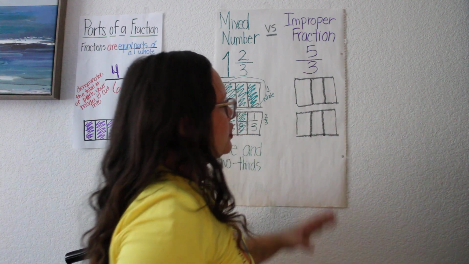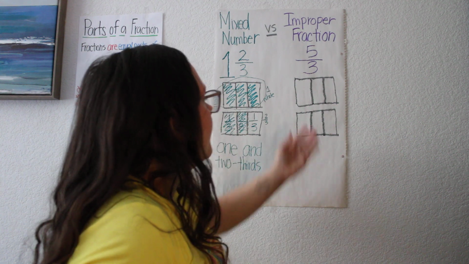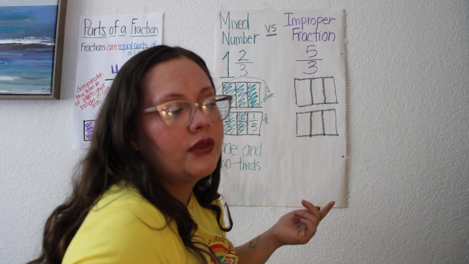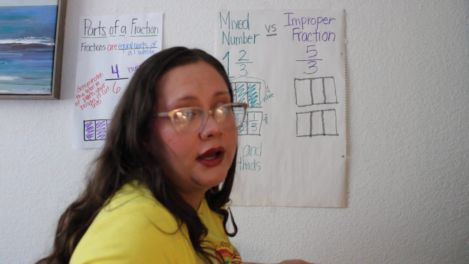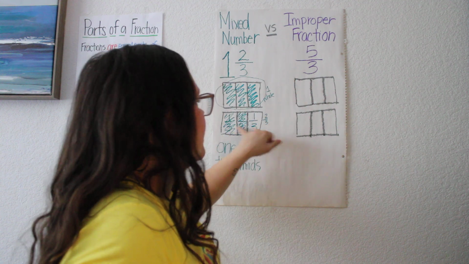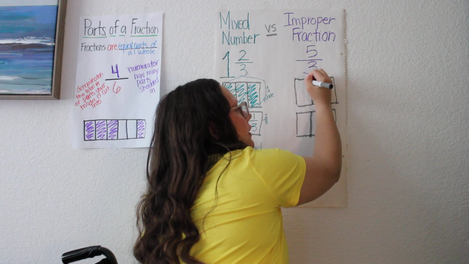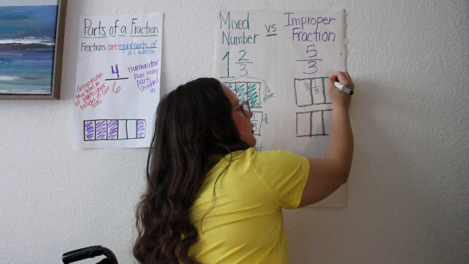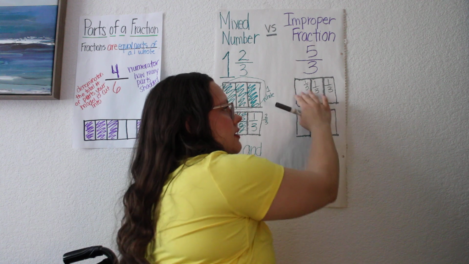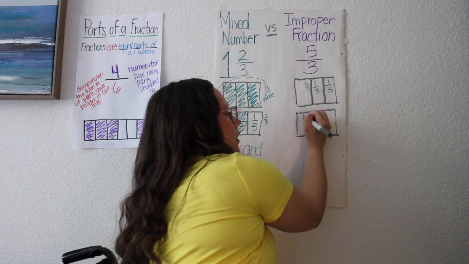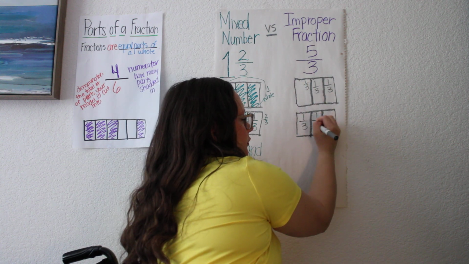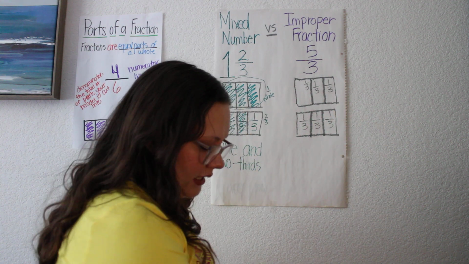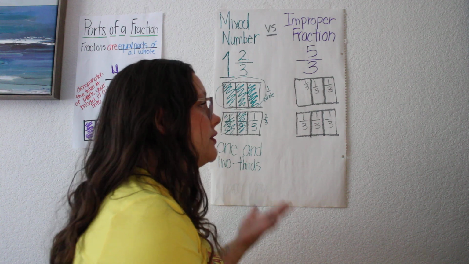Now, here's my question right now. If these are split up into 3 pieces, I know that each one of those pieces is worth what? 1/3. We did it down here. So I'm going to put 1/3, 1/3, 1/3, 1/3, right? I'm just representing what each one of my fraction pieces is worth.